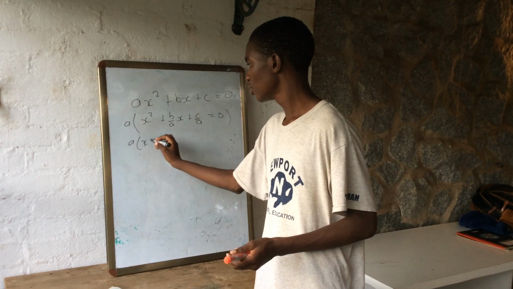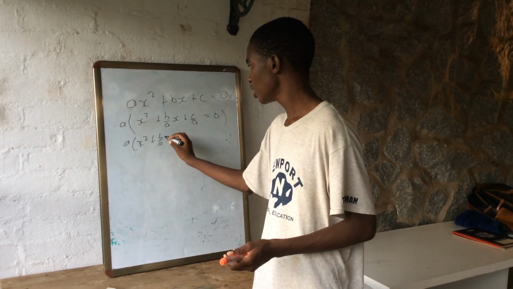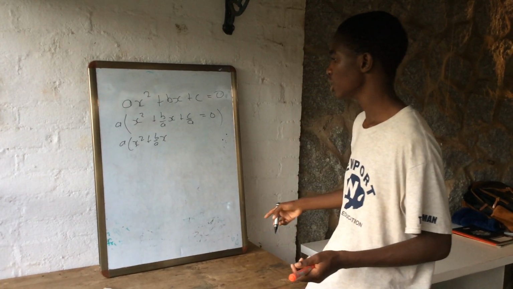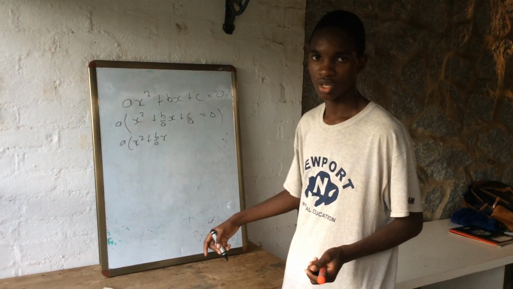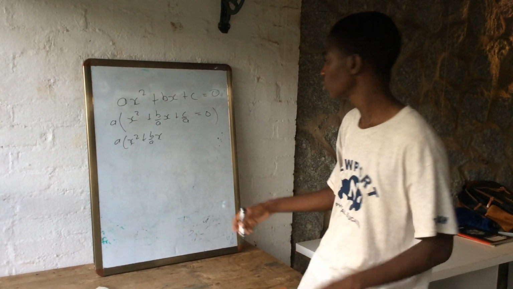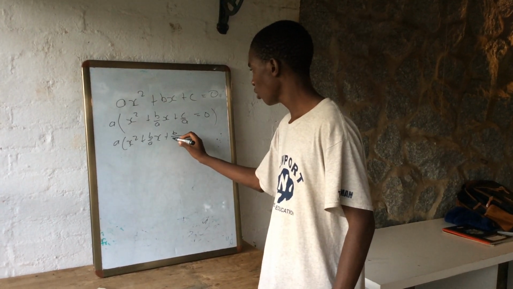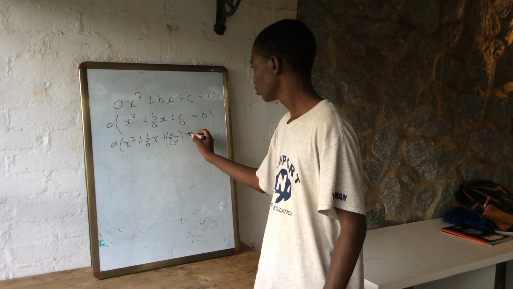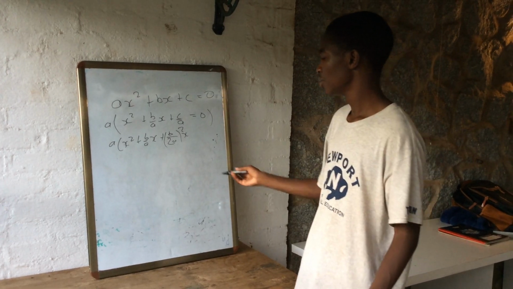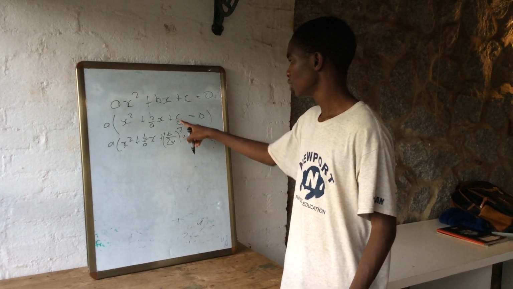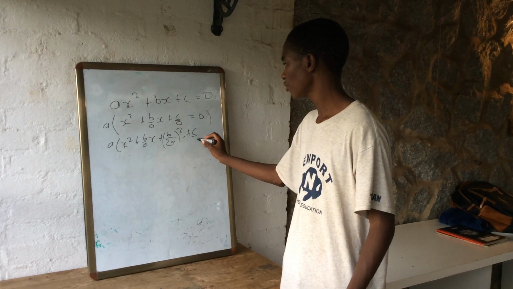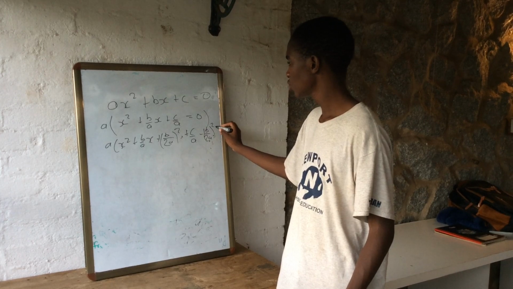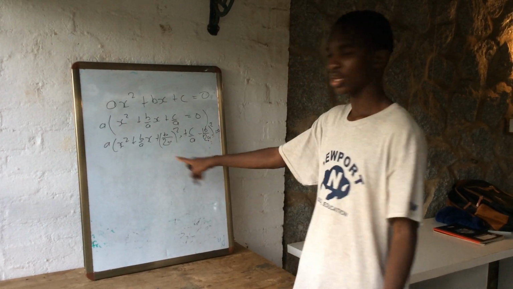You have x squared plus b over a x. Then after the x, you have to add half the term with x, which you square. So you say plus b over 2a, then you square the thing, right? Like this. Then you also subtract, so plus c over a, then minus b over 2a all squared, which equals 0, like this.